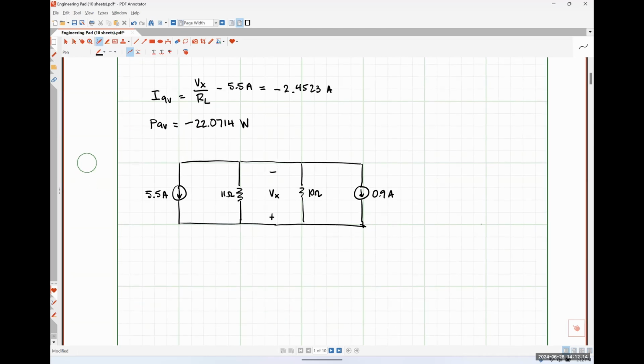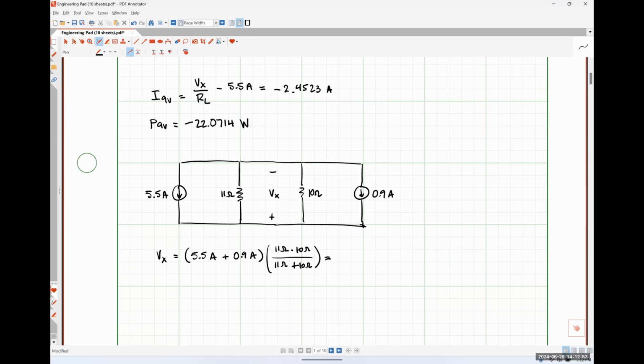So both of these currents are flowing down, so I can add them together. And so I can say pretty easily, just using Ohm's law, that Vx is going to be 5.5 amps plus 0.9 amps. My two current sources are in parallel, so I'm adding them together. Both of those currents are flowing into the positive polarity terminal. So over here, I'm just going to have 11 ohms times 10 ohms over 11 ohms plus 10 ohms, and we should get the exact same value for Vx.